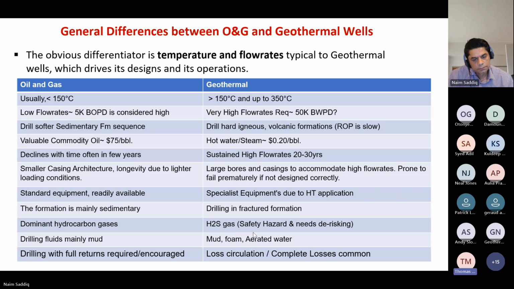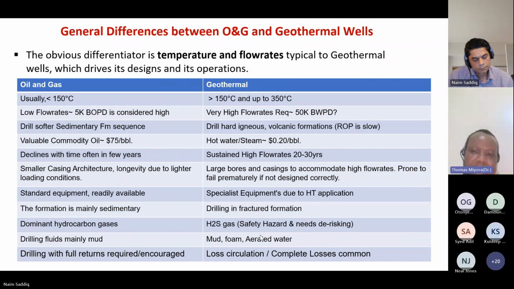Now, when it comes to geothermal, wells are closely related to oil and gas wells, but the major difference is about temperature. Geothermal wells have very high temperatures, over 150. There are wells where you can get even temperatures in the range of 400 degrees Celsius.